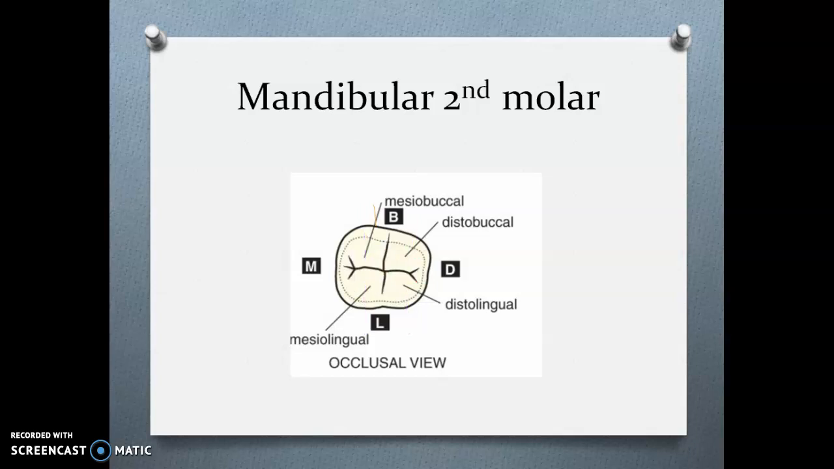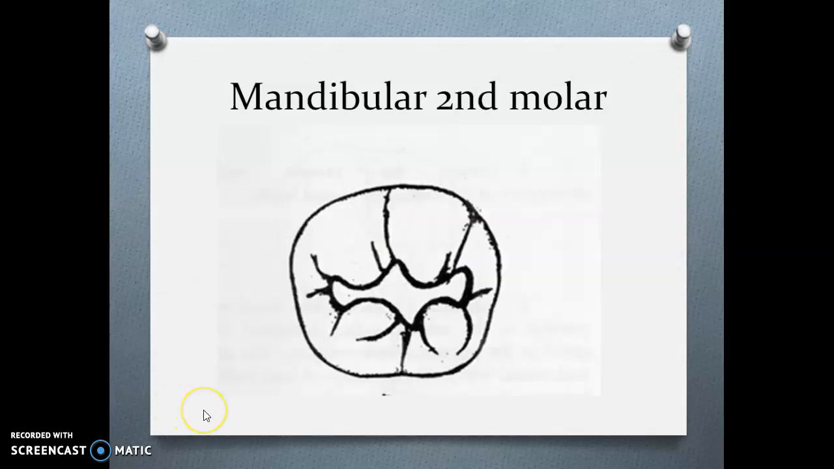Let's clear this drawing. And then let's have a mental image of your preparation. So it looks like this. Here, this is your buccal wall. Remember? And this is your lingual wall. This is your mesial wall. And this is your distal wall.